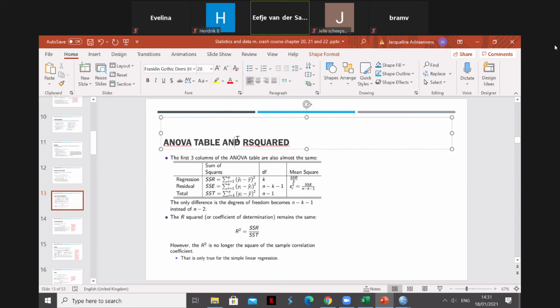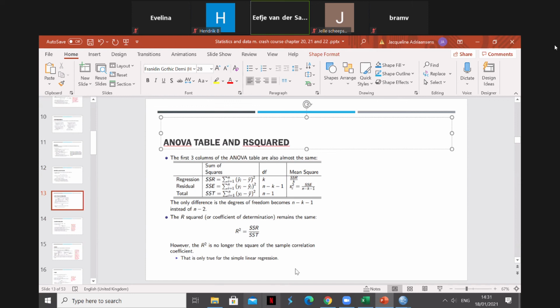So we talked about R squared. R squared was the SSR over SST. And what did it say? It meant the variation that is explained by the model. So if it's 0.75, then a lot is explained by the model. And that's usually a good thing. You want it to be as high as possible.